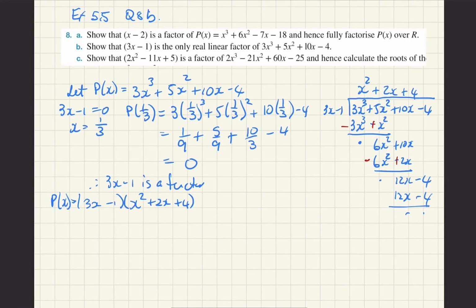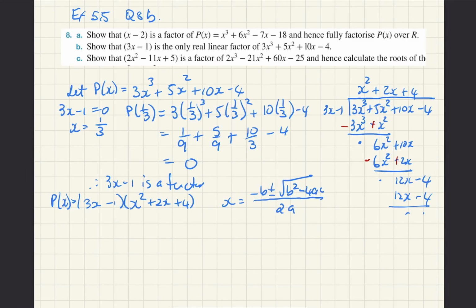Now I have to factorize x squared plus 2x plus 4. If they say show that this is the only linear factor, I assume that this is not linear. In other words, I cannot change this into brackets. I'm not even going to try that. What I'm going to do is use my formula, x equals minus b plus or minus the square root of b squared minus 4ac over 2a.